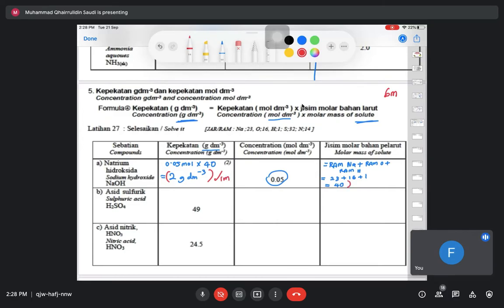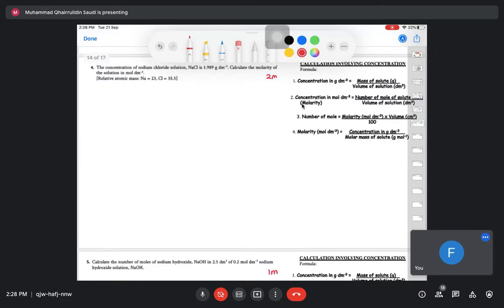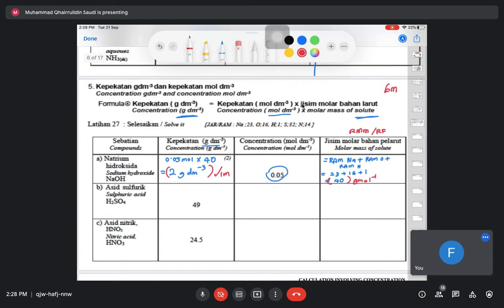This one is without any unit, because the relative molecular mass doesn't have a unit; molar mass is gram per mole. If the question asks you to find RMM or RFM, then there is no unit. If the question asks you to find molar mass, then there is a unit, gram per mole. Okay.